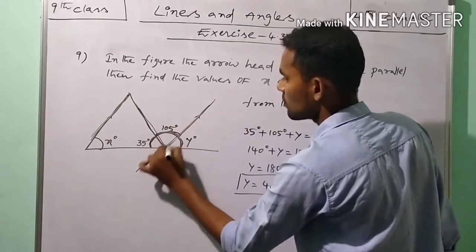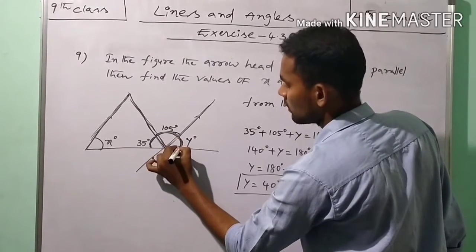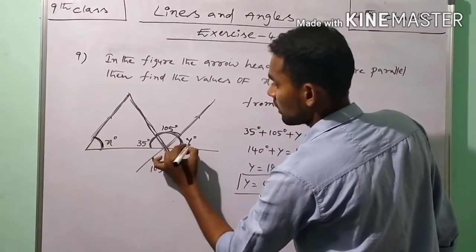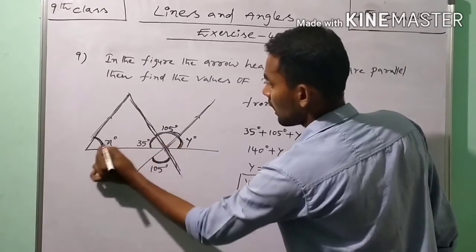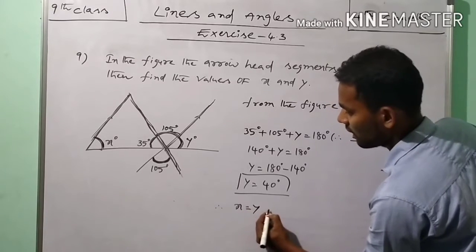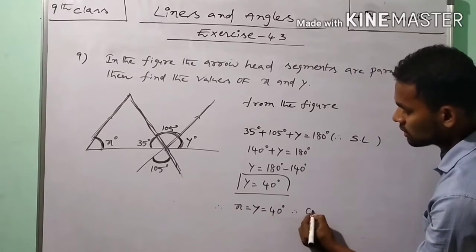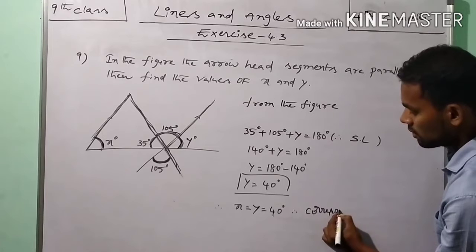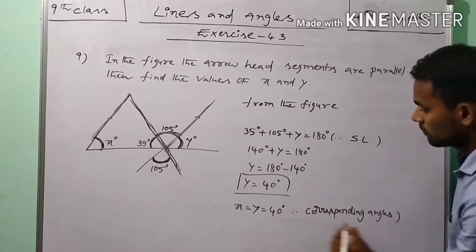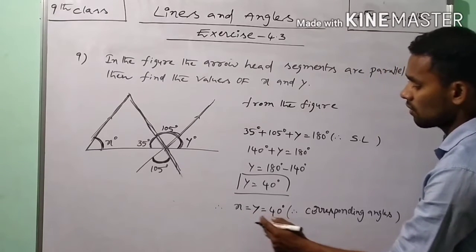This line is parallel. This line is transversal. This angle is y, this angle is x. Corresponding angles are equal. Therefore, x equals y. y value equals 40 degrees. Therefore, corresponding angles are equal. The values are x equals 40 degrees, y equals 40 degrees.